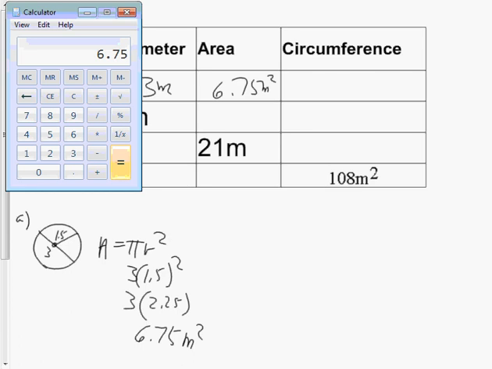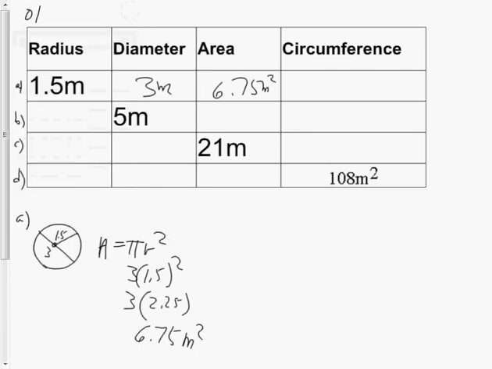Now for the circumference of the circle, there is another formula, pi d. So 3 multiplied by what I already know the diameter to be, which is 3. And therefore the circumference of the circle would be 9 meters. And notice the work I showed.